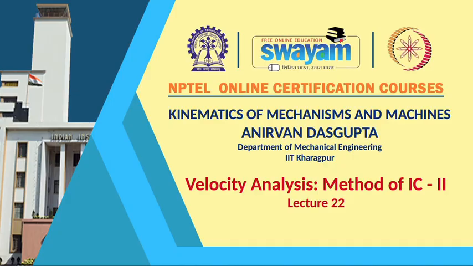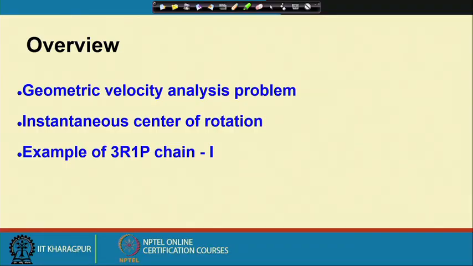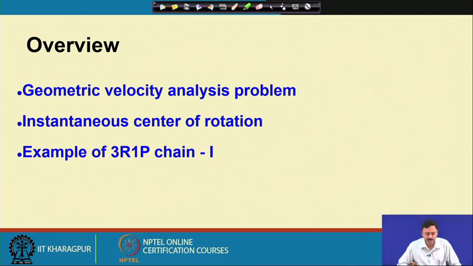We will be discussing the velocity analysis problem for constraint mechanisms, which we have started. In this lecture we will consider the same problem. We will go through this velocity analysis problem based on geometric methods, and we will look at a different example today. To give you the overview, we are going to look at this velocity analysis problem using the instantaneous center of rotation concept for a 3R1P chain of type 1.